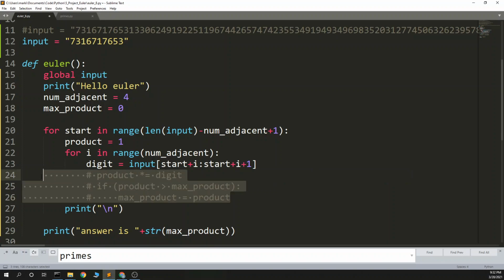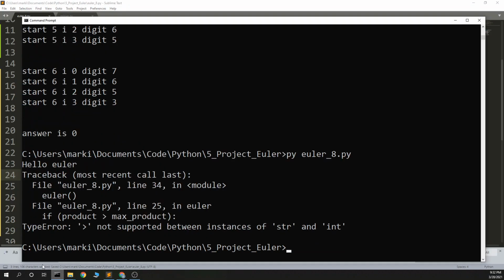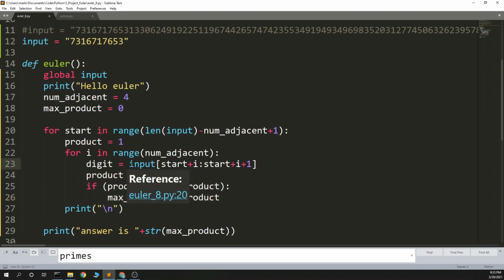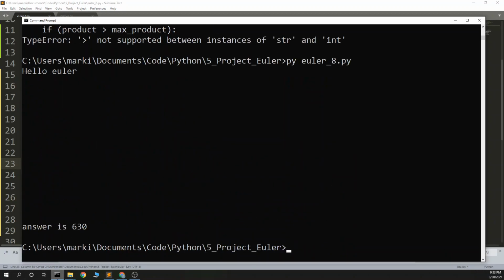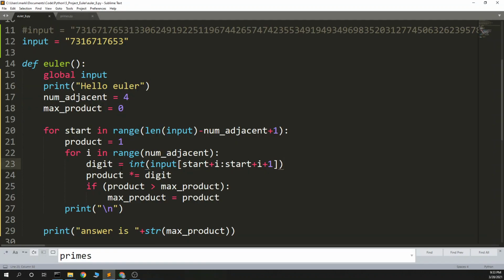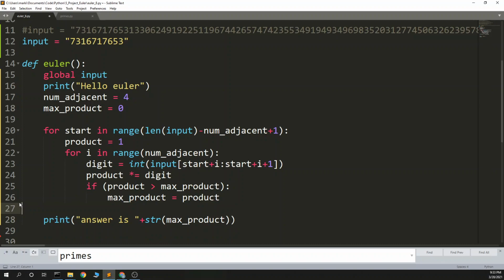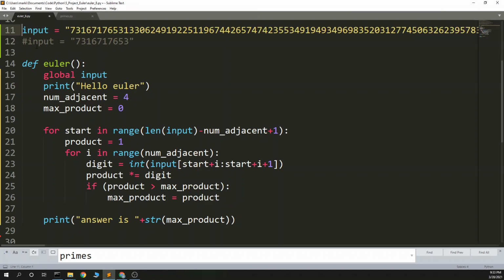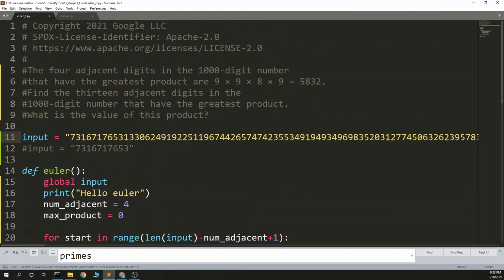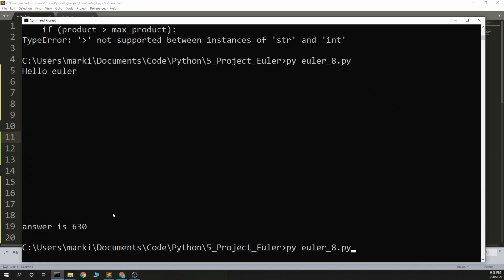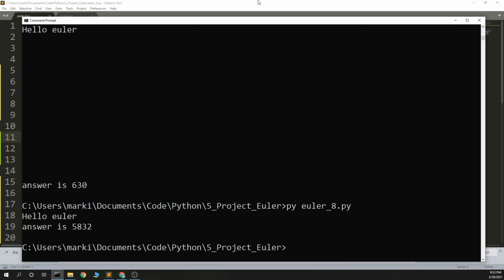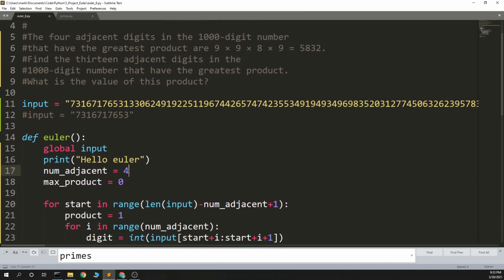I'm adjacent. All right, let's do the product. I'll put this back to an integer. All right, almost getting there. Why am I printing out all these blanks? Don't need that anymore. Almost getting there. That's 630. That's not the real answer. That's not even the test answer. So we believe the answer is 5832 for the long number. That's the test answer. And now let's give it up to 13.